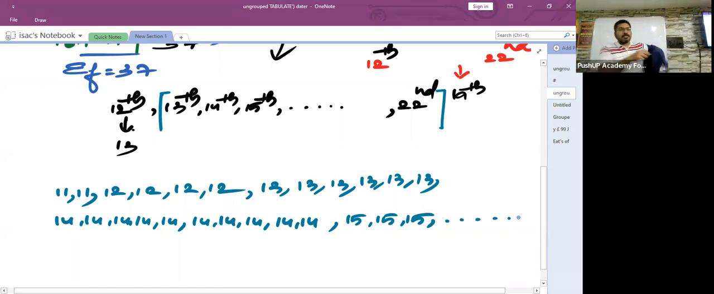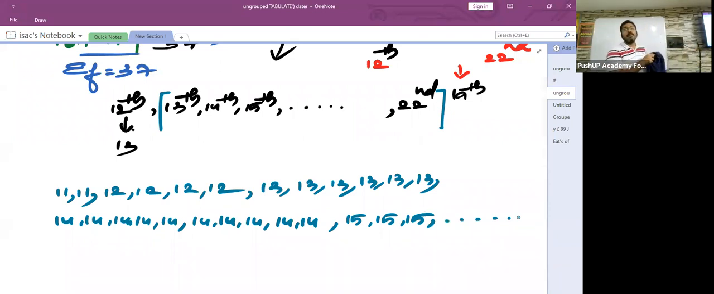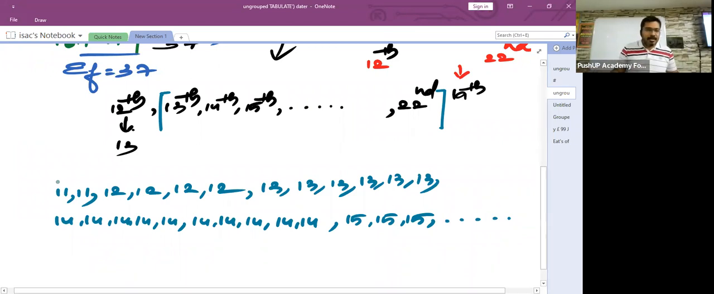Children, now look at this arrayed data. Is it looking like arrayed data? Yes. Look at this arrayed data and tell me, what is the 12th term? Count it and tell me.